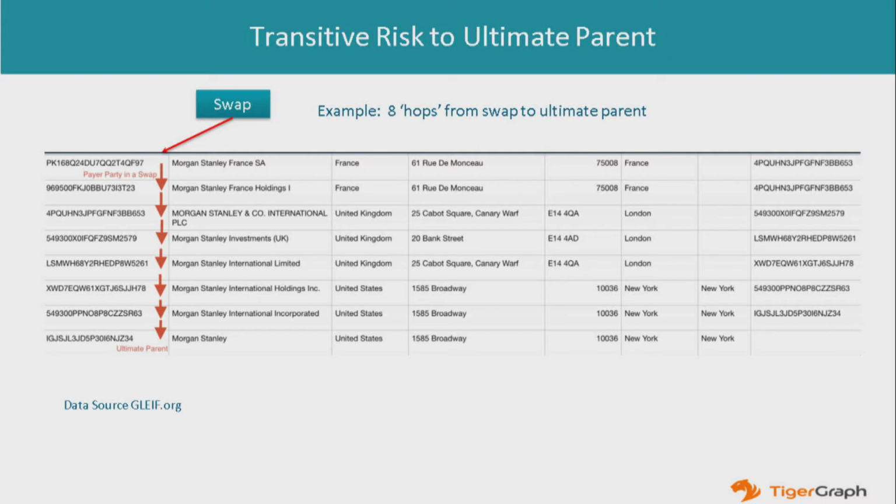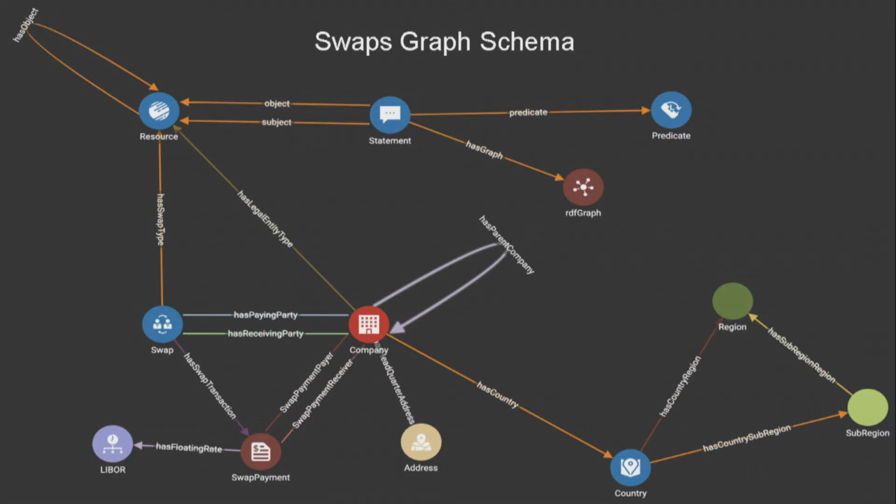The LIBOR information is interesting. If you look at the parentage of a company, this particular swap here is 8 layers deep from the swap. Conceptually, if you had a swap on either side, there would be 16 hops away from each other. The potentially very long traversals in this graph.